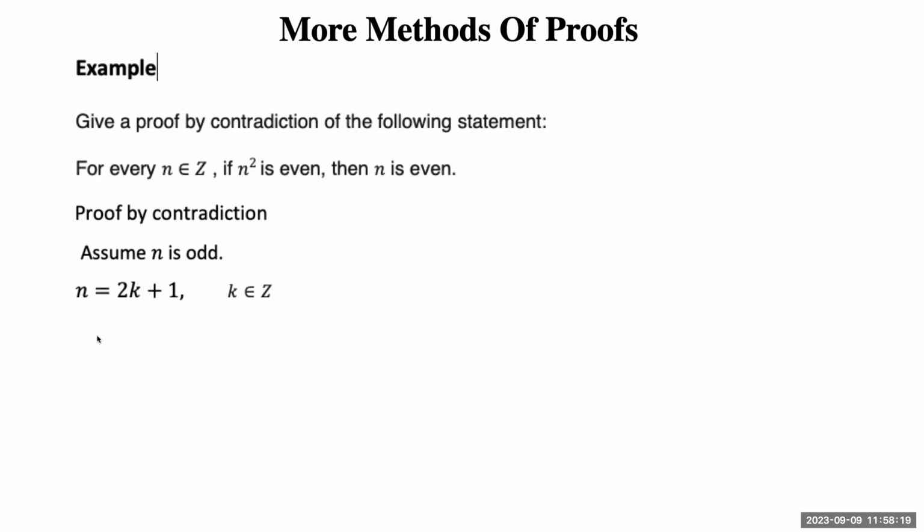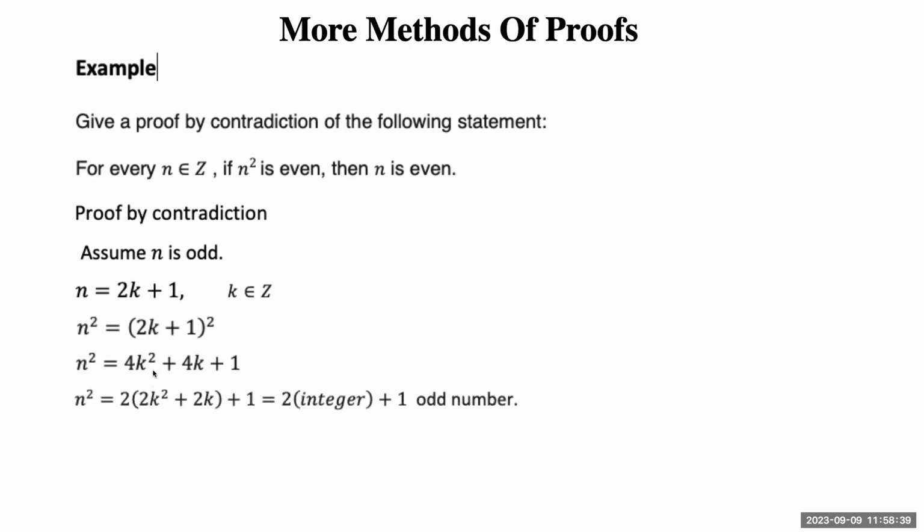Now let's look at n squared. n squared is going to be (2k plus 1) squared. n squared equals 4k squared plus 4k plus 1, because I just squared out this binomial. Okay. Now I'll group the first two terms together and factor 2 out of the first two terms. So notice n squared can now be written as 2 times (2k squared plus 2k) plus 1.